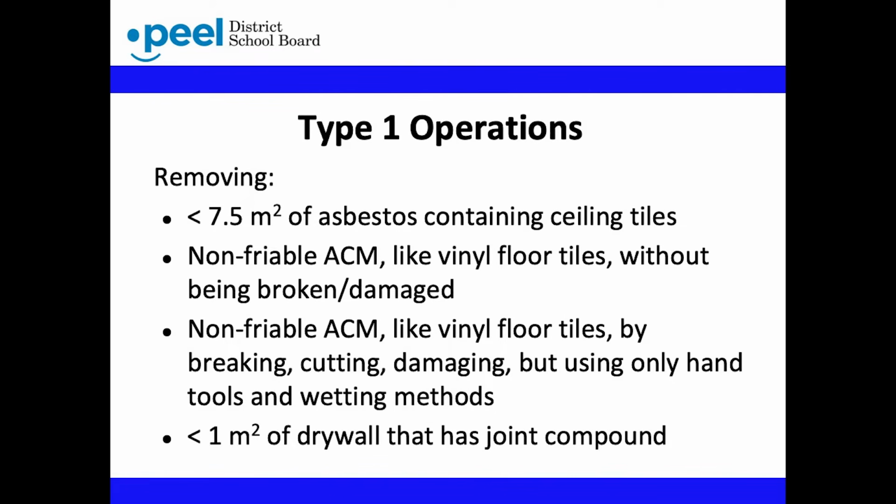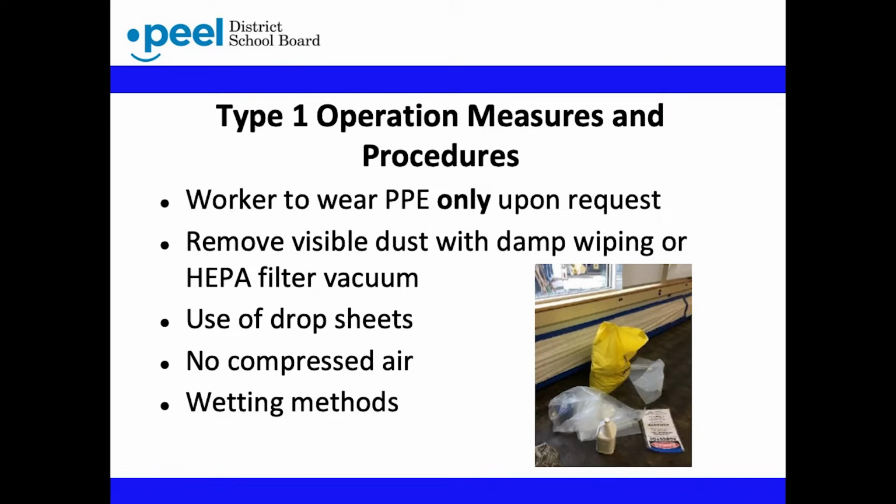Type 1 operations generally are low-risk operations as it involves working with non-friable materials or small quantities of materials. Examples of Type 1 operations are listed on the screen. A common example of a Type 1 operation is removing a section of vinyl floor tiles. During a Type 1 operation, workers only wear personal protective equipment upon request. Drop sheets are used to control dust, along with damp wiping and/or HEPA filter vacuums.